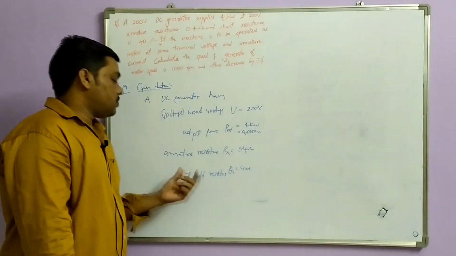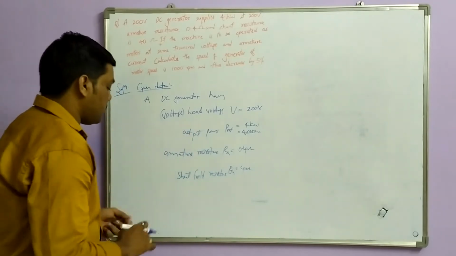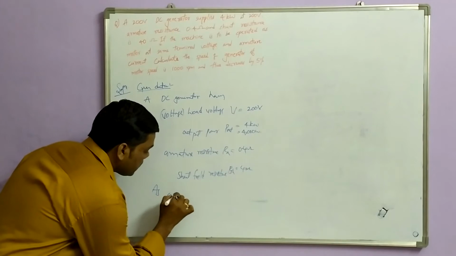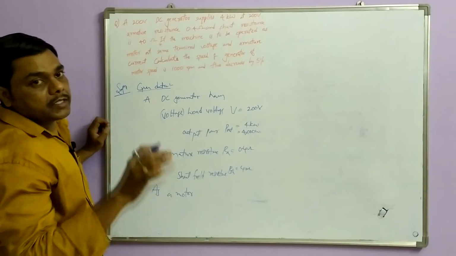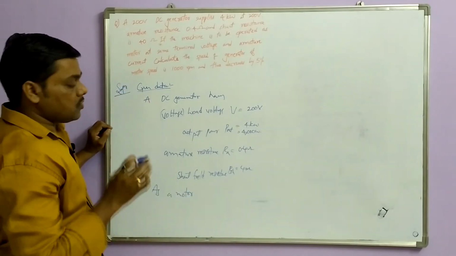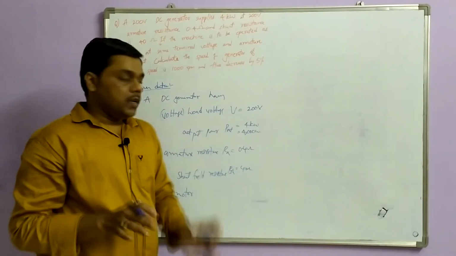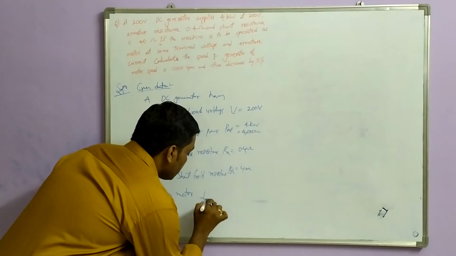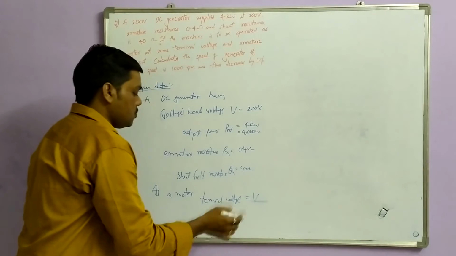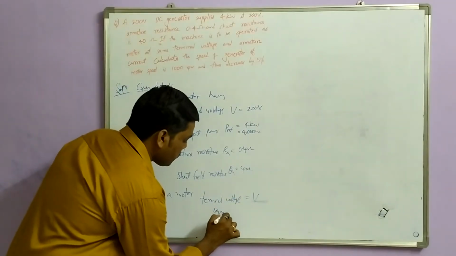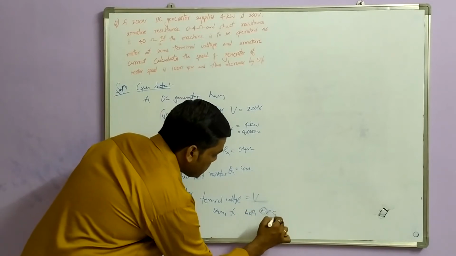Now if this generator acts as a motor, what will happen? So I can write here, as a motor, the data given is the same terminal voltage and same armature current. So the terminal voltage will be the same, and I can indicate it with V. The terminal voltage given by V is the same for both motor and generator case.